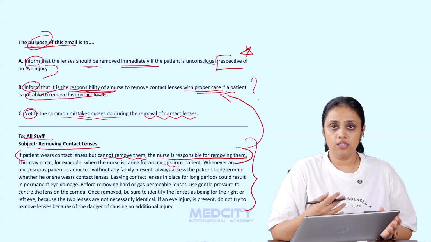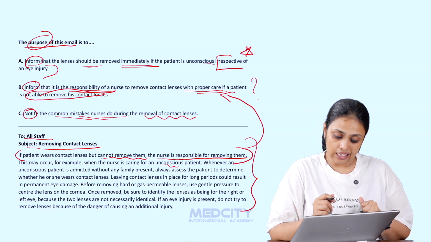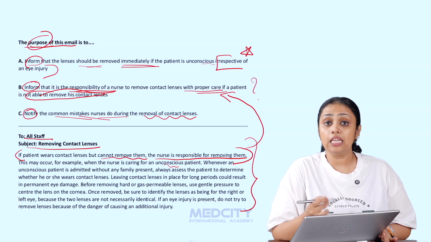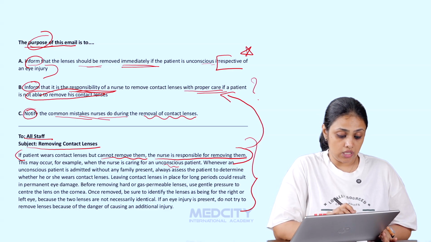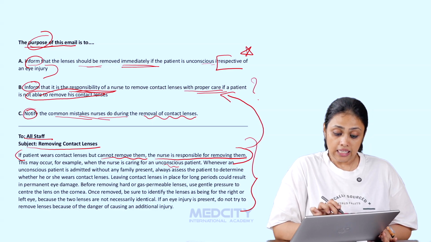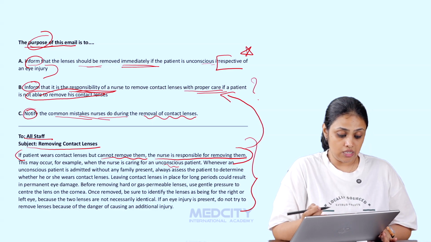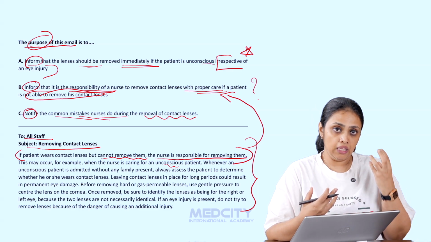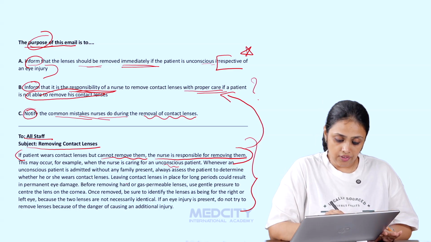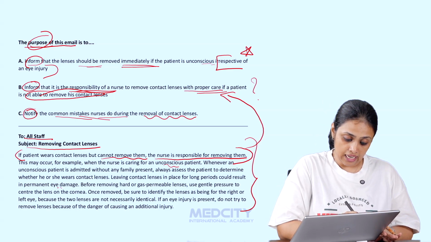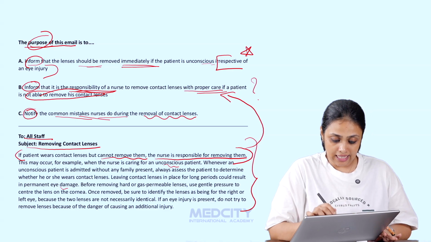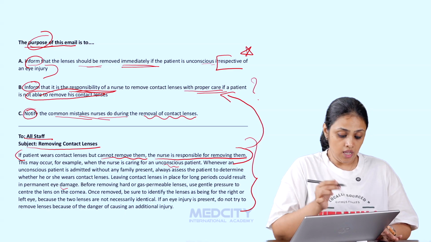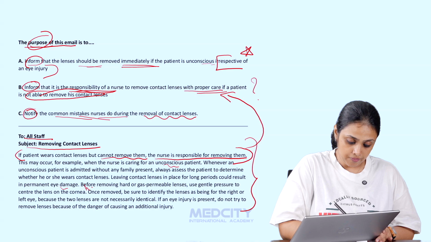Whenever it is an unconscious patient, he will not be able to remove the contact lens by himself. When an unconscious patient is admitted without any family present, always assess the patient to determine whether he or she wears contact lenses. Leaving contact lenses in place for long periods could result in permanent eye damage. So they are telling the consequences of keeping the lens in place for a long time. Before removing hard or gas permeable lenses, use gentle pressure to center the lens on the cornea. So they are telling how to remove it.